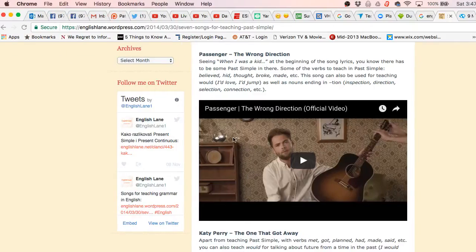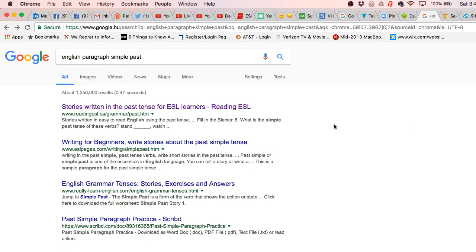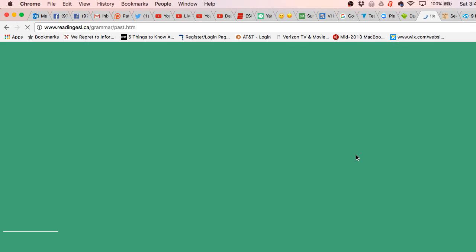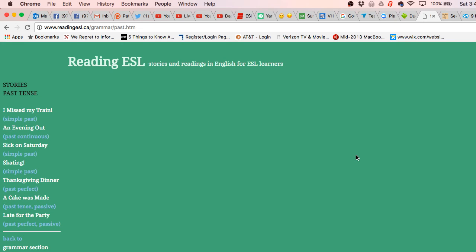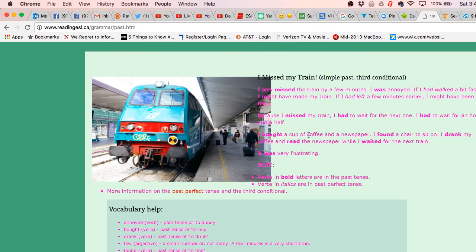Another thing that you guys can do is reading, all right? Read out loud. This is a good way to practice actually speaking and trying to say these words correctly. So I just did, again, Google search for English paragraph, simple past, okay? First one that came up here, stories written in the past tense for ESL learners. All right, these are probably, for some of you, depending on your level, they might be very basic stories, but that's okay, because the goal is to practice the simple past.